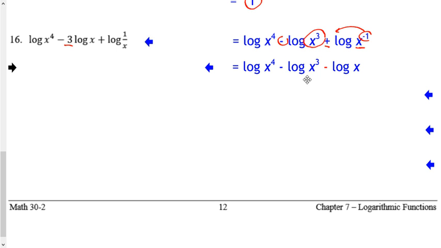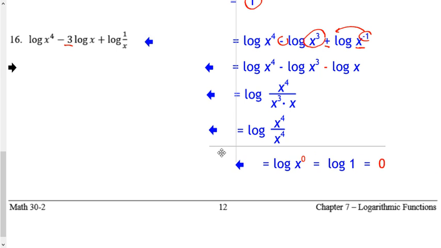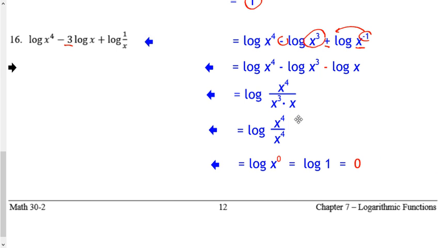So now, since I'm subtracting both the log x cubed and the log x, this x cubed and this x will go in the denominator of our single logarithm. And then we simplify. We'll get an x to the fourth in the numerator, x to the fourth in the denominator. Well, that's, again, if I'm dividing powers, I subtract the exponents. 4 minus 4 is 0, so that's where I get a 0 in the exponent. Anything to the exponent 0 is equal to 1.